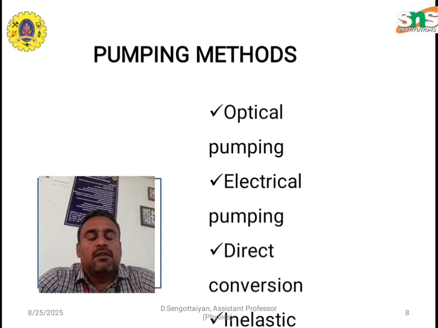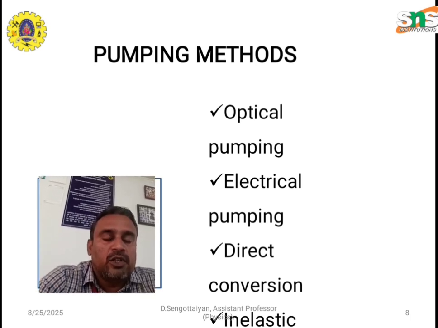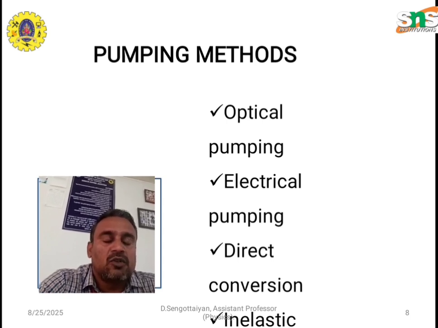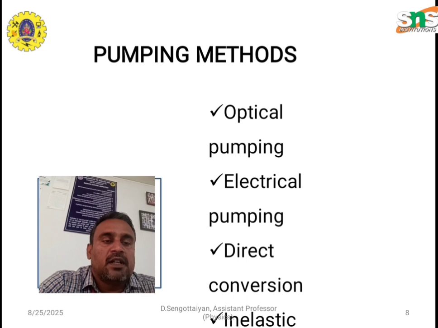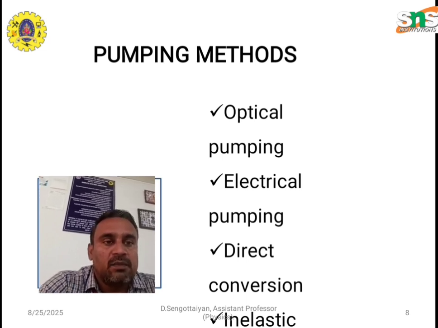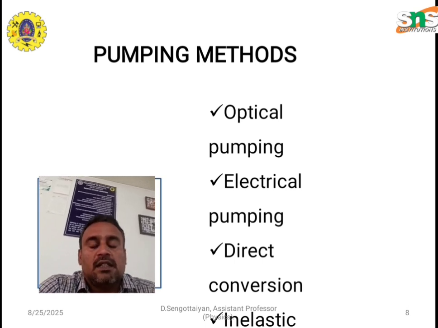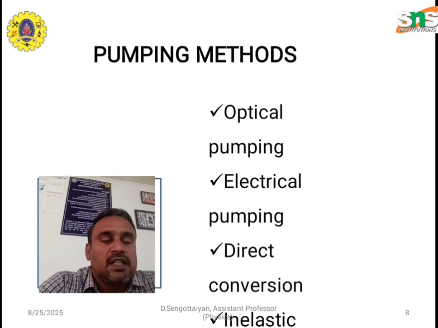There are different types of pumping methods available for producing laser light. We all know, very simply, that laser is a high energetic light. So we require different types of pumping mechanisms for producing different types of lasers, using optical pumping, electrical pumping, direct conversion, and inelastic collision between two atoms. These are the different methods for producing laser light.